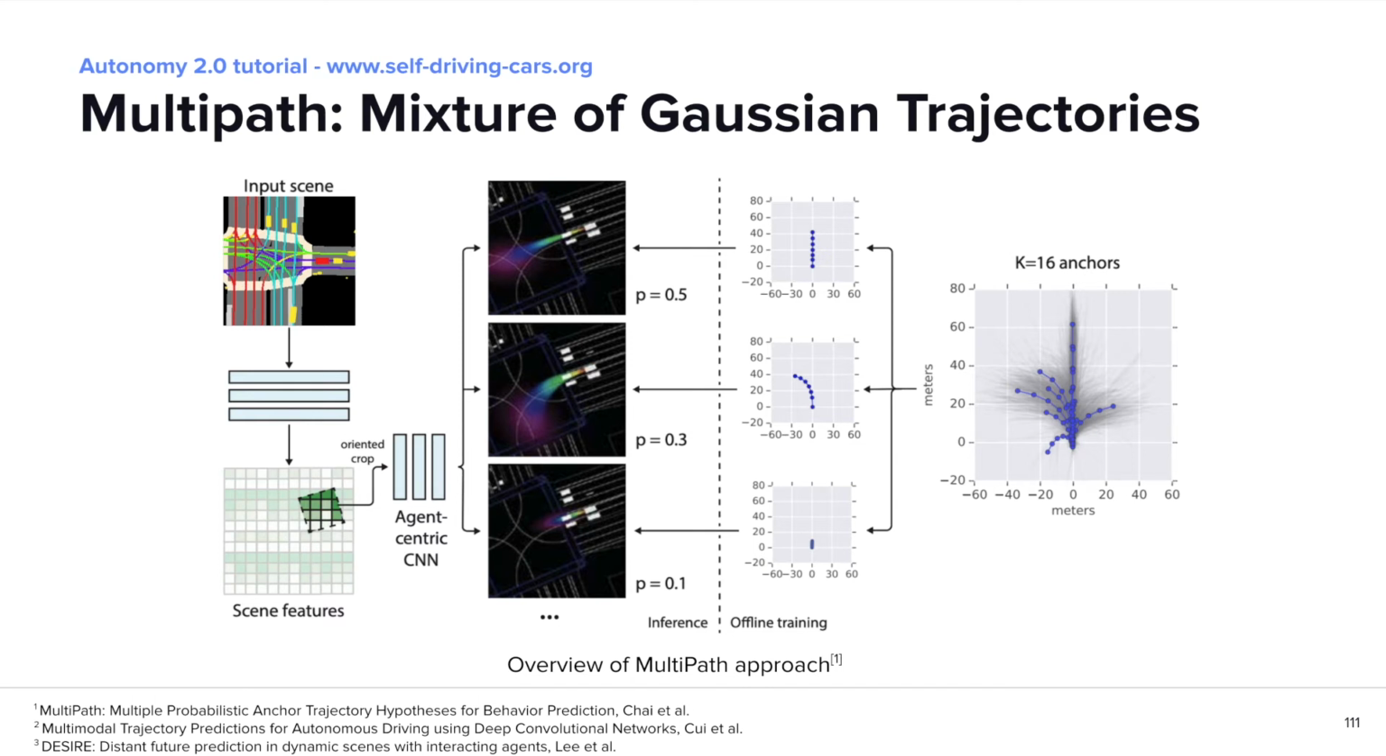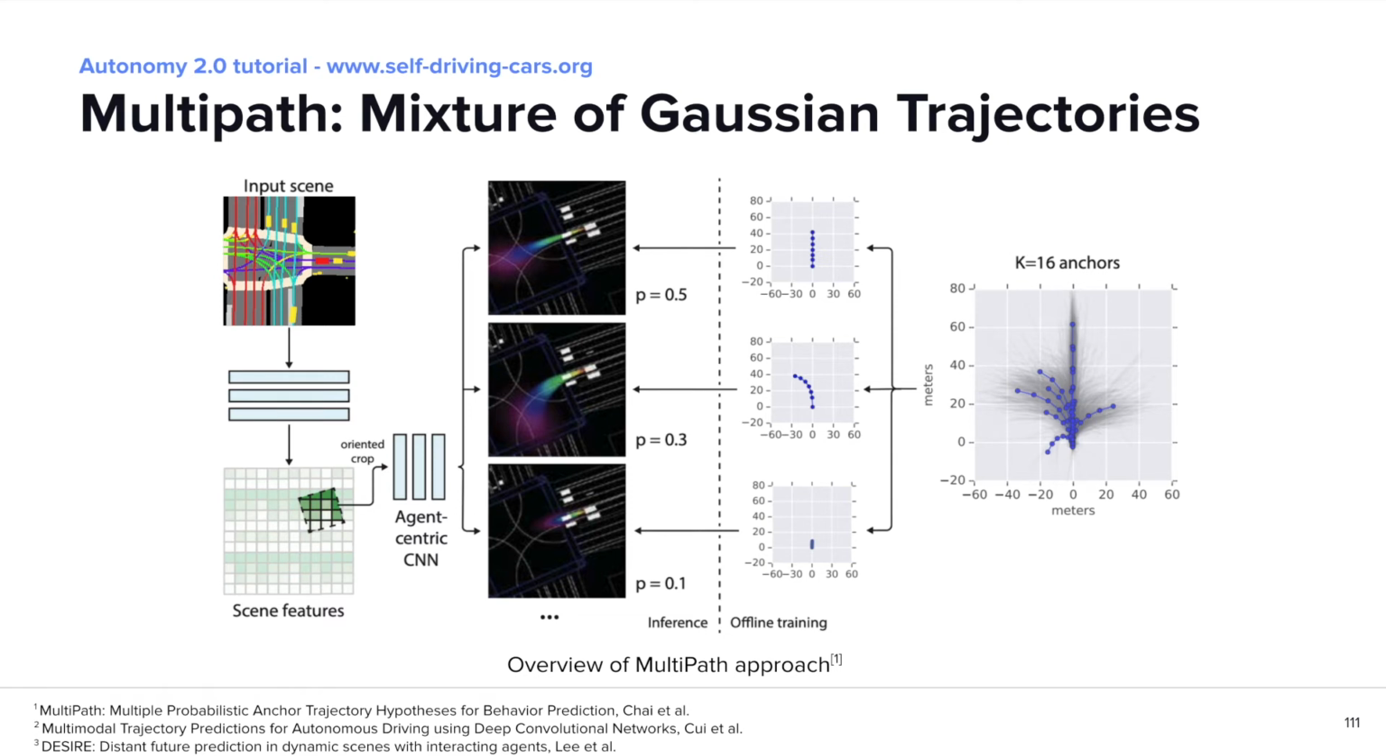So it works as follows. Based on a top-down view raster image, as you see on the top left, the ConvNet extracts a mid-level feature that encodes the state of individual agents. And then for each agent, they crop an egocentric view of the mid-level feature and predict the probability over a fixed set of k predefined anchor trajectories. And finally, for each anchor, the model regresses the offset from the anchor states, as well as the uncertainty distribution for each future time step.